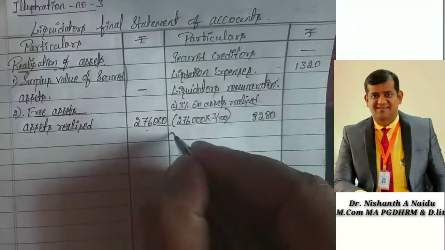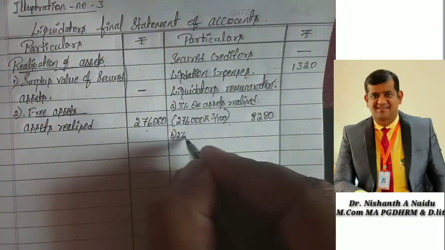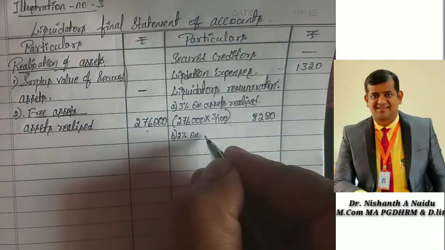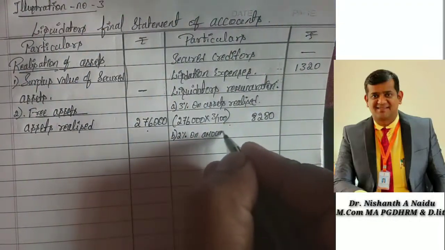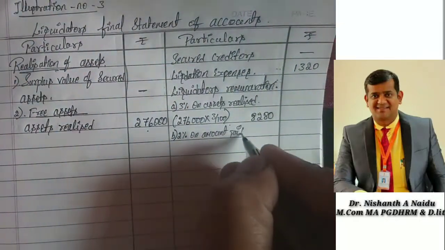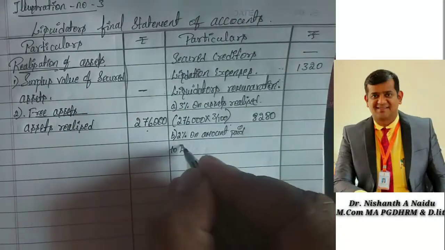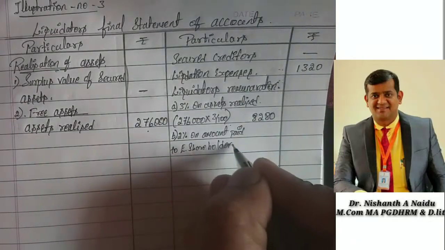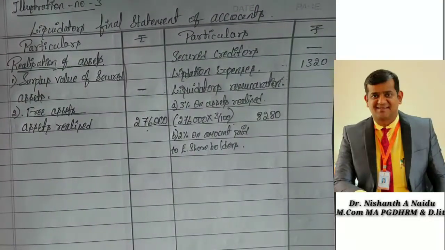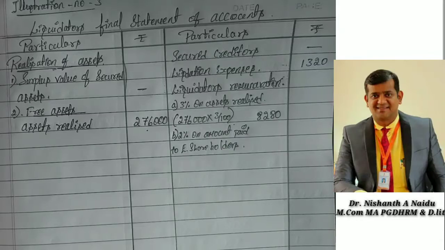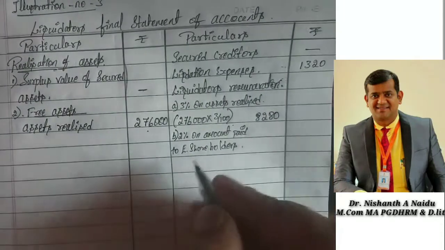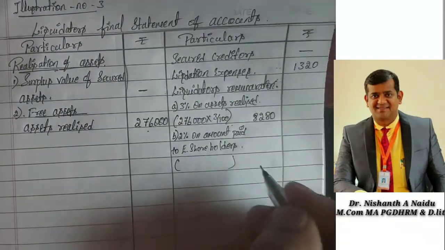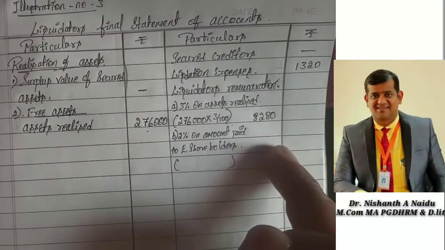So next point B is 2% on the amount paid to equity shareholders. Now we have to identify how much money is left to pay the equity shareholders. Correct? So that we have to calculate and write that amount. Okay, so I'm giving a space for that.